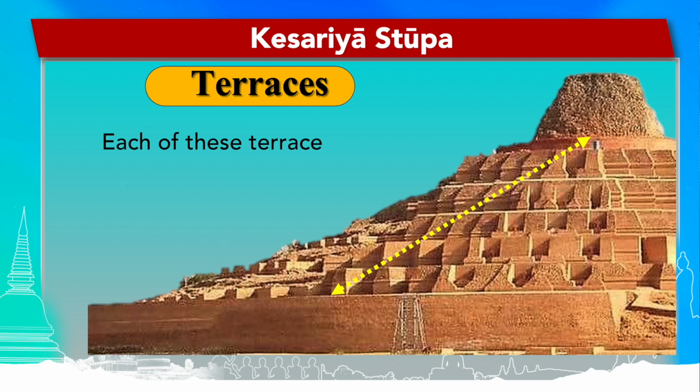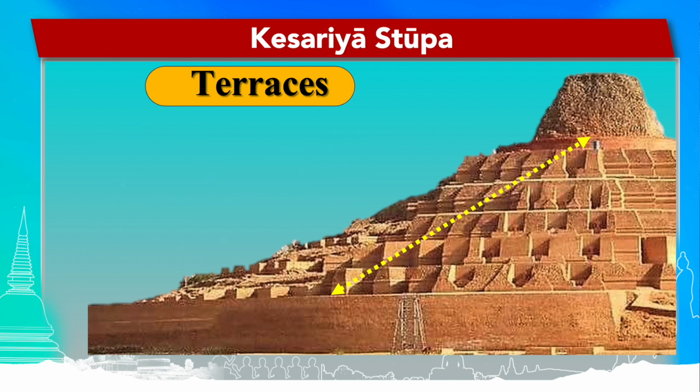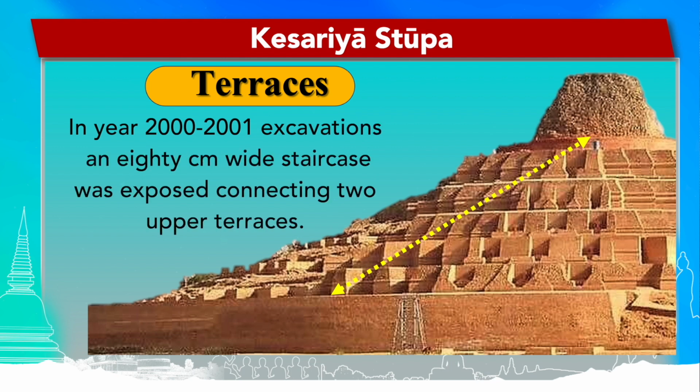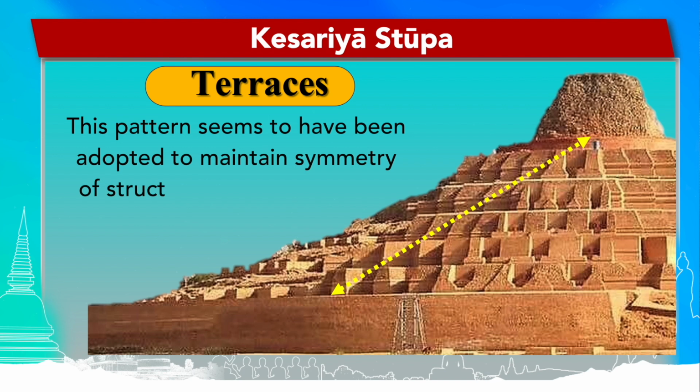Each of these terraces are connected with each other through small staircases. In year 2000-2001 excavations, an 80 centimeter wide staircase was exposed connecting 2 upper terraces. The staircases are placed at different places and different levels. This pattern seems to have been adopted to maintain symmetry of structure and also added to its aesthetics.